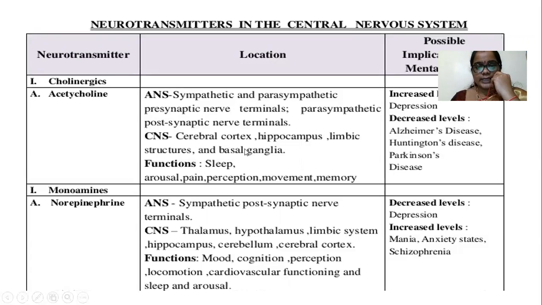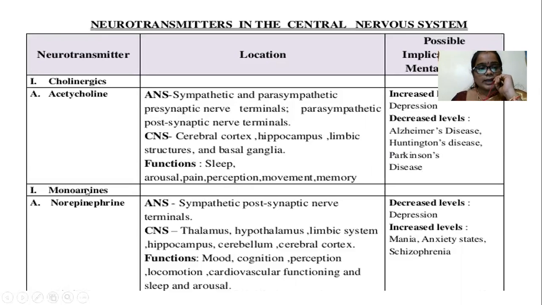That is the cerebral cortex, hippocampus, limbic system, limbic structures, and basal ganglia. The function of acetylcholine is sleep, arousal, pain, perception, movement, and memory. If acetylcholine levels increase in our nervous system, the person may be affected with depression. If levels decrease, the person may be affected with Alzheimer's disease, Huntington's disease, which is damage of nerves in the brain, and Parkinson disease. In further chapters, you can study the anti-Alzheimer's drugs, anti-Parkinson drugs, and anti-Huntington's disease drugs.